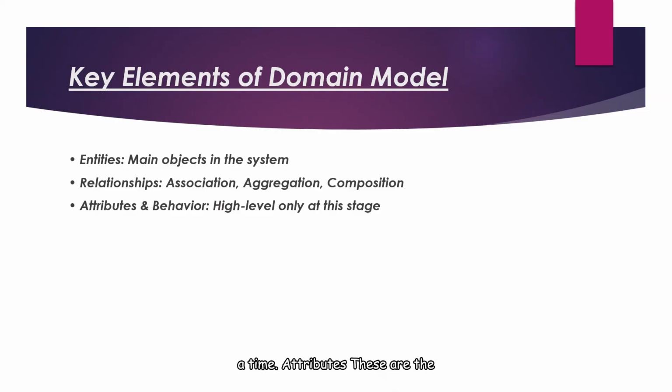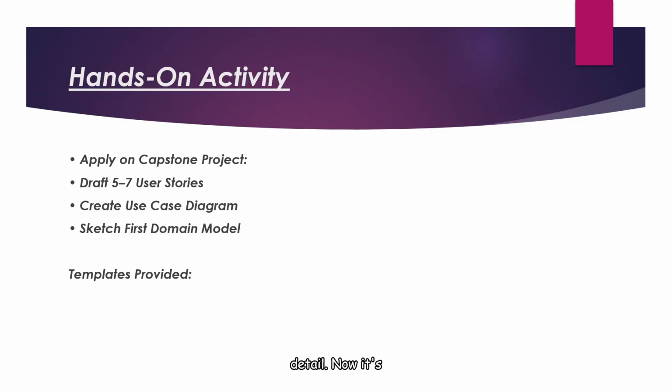Attributes. These are the properties of the entities, such as the name or ISBN for a book. Behaviors. These are the actions or operations that an entity can perform, such as a place order operation for a user. These elements come together to give you a clear representation of the system's domain, which is a crucial reference when you begin designing the system in greater detail.